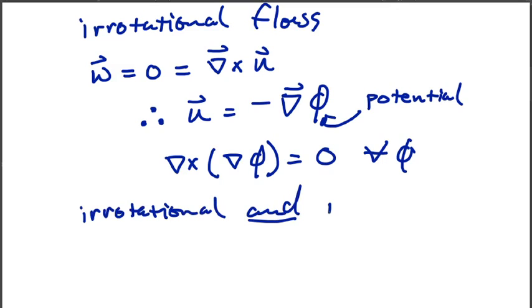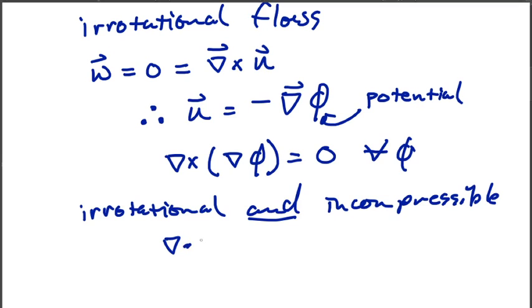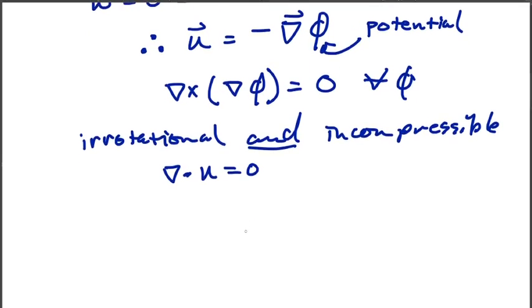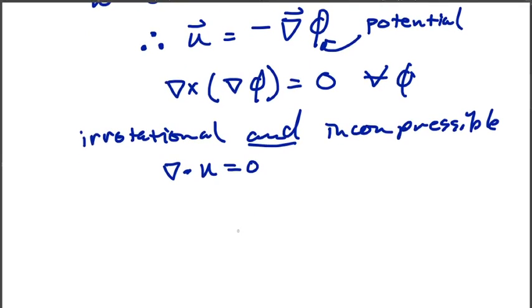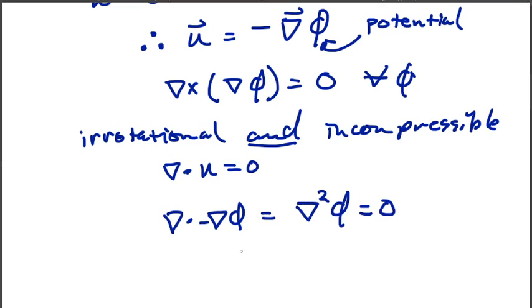If our flow is irrotational and incompressible, then we can see that the divergence of u being zero implies, by our definition of the flow being given by a potential, that the divergence of the negative gradient of phi is zero. This means that the Laplacian of phi is equal to zero, which means that the potential satisfies what's called Laplace's equation.